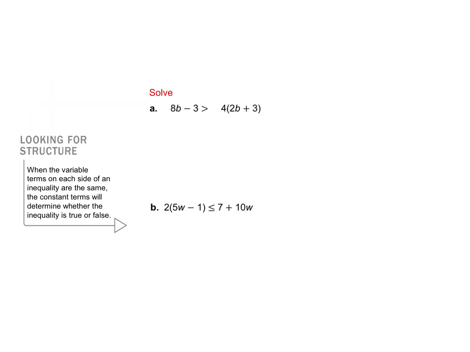So these types of equations, let's start to solve A so I can explain it. So we're going to get 4(b) minus 3 is greater than, I'm going to distribute that 4.